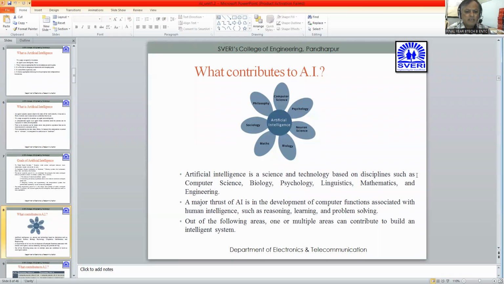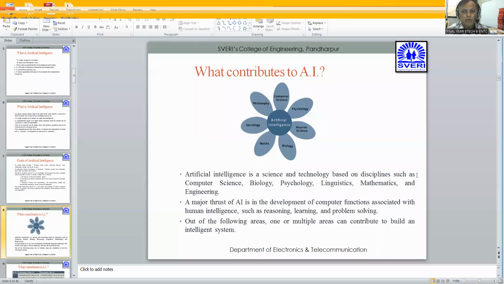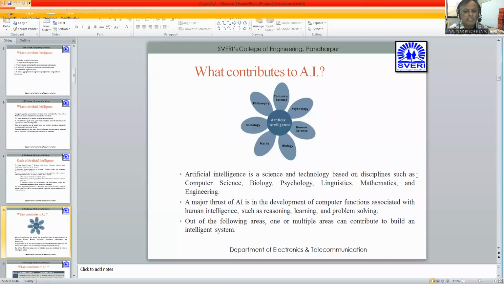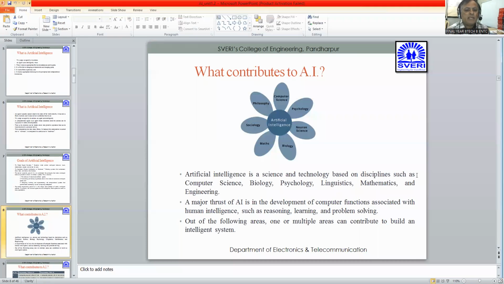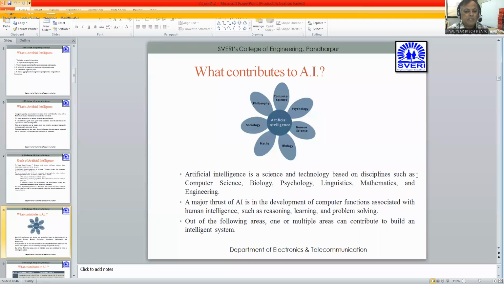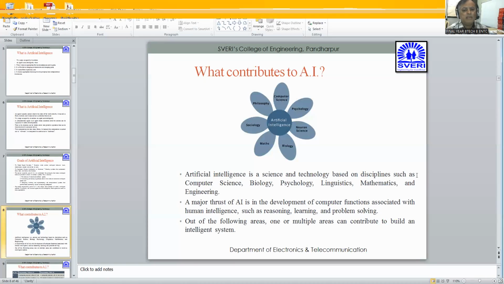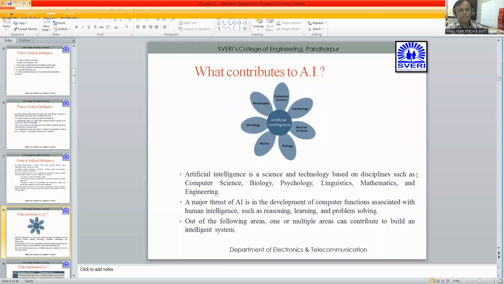If you look at what kind of intelligence humans have, it can be judged by reasoning, learning, and problem solving. Similarly, you are going to check it with artificial intelligence. Out of all the above disciplines, multiple areas can contribute to build an intelligent system. So by taking all the above disciplines, you can build artificial intelligence. And the three basic things required to contribute to AI are learning, reasoning, and problem solving. So this is the general idea.